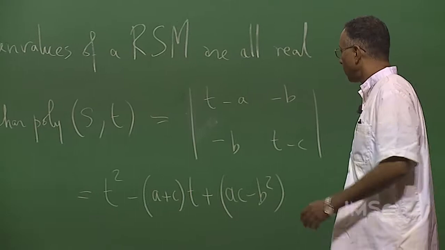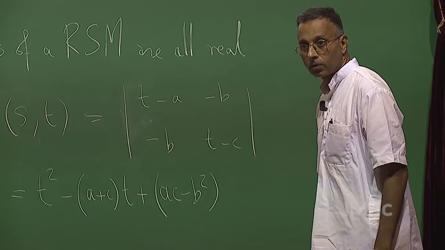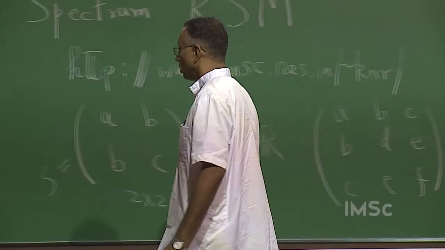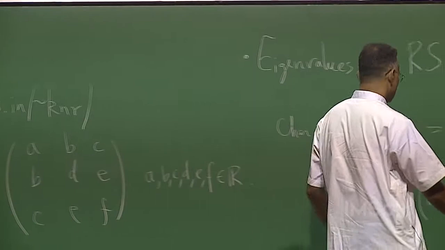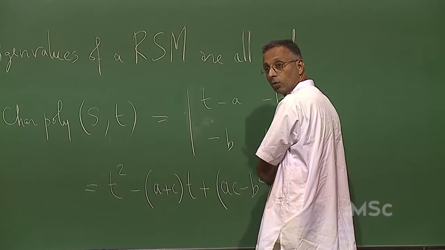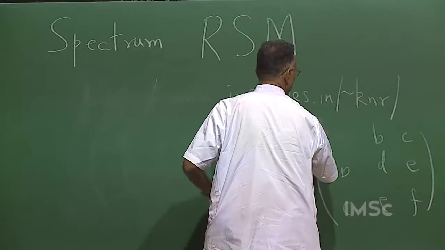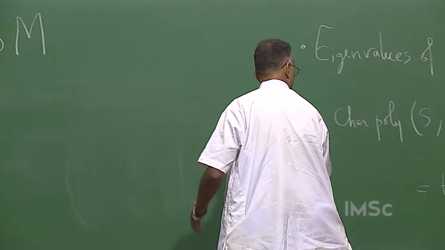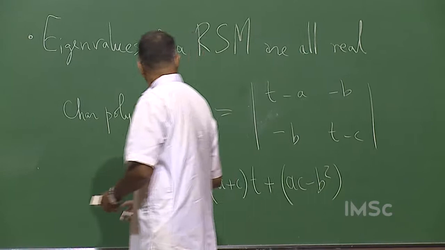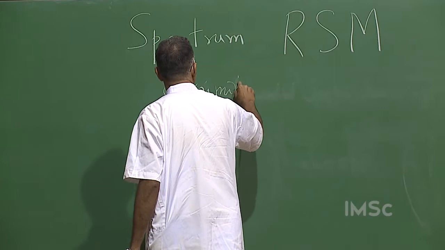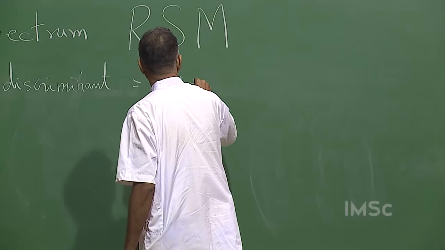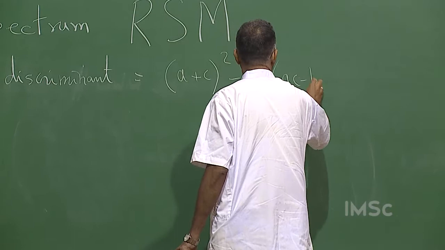Okay. Now, I want to say that the roots of this are real. But we all learned in high school that a quadratic equation has real roots if the discriminant is bigger than or equal to 0. So if I set this equal to 0 and look at it as a quadratic equation, I just have to compute the discriminant. The discriminant is b square minus 4ac, where a, b, c denote the coefficients of T square, T, and the constant respectively. So the discriminant in this case is (A plus C) whole square minus 4 times (AC minus B square), since the leading coefficient is 1.